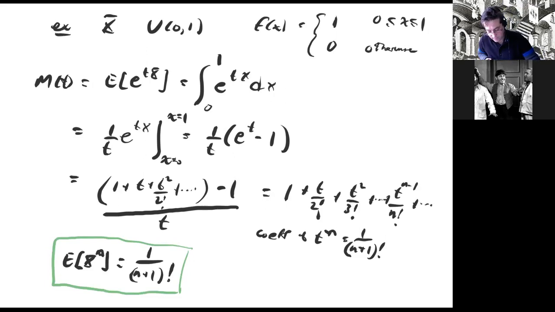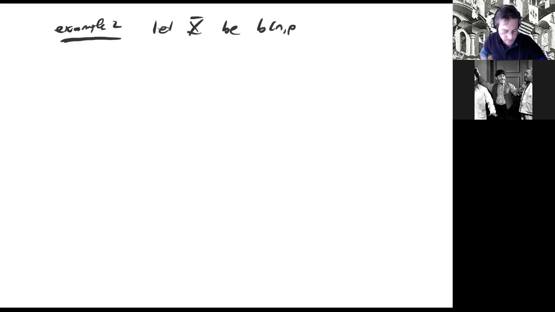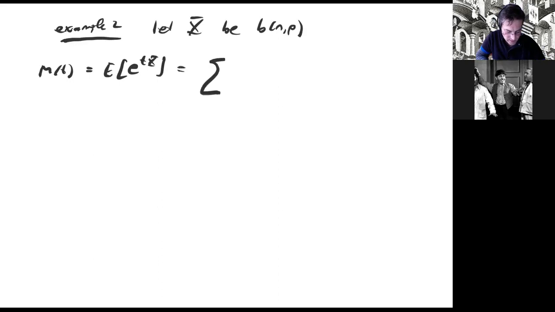I want to talk about the second example. So let X be a discrete random variable. So let X be a binomial of type n, p. Remember that arises from flipping a coin n times, it's biased, the probability of heads is p. So let's compute the moment generating function of that, M of t. Well, by definition, it is the expected value of e to the tX. And instead of an integral, we get a sum, k going from 0 to n. So I'm replacing X by k here because I'm thinking of this as a discrete number, right?